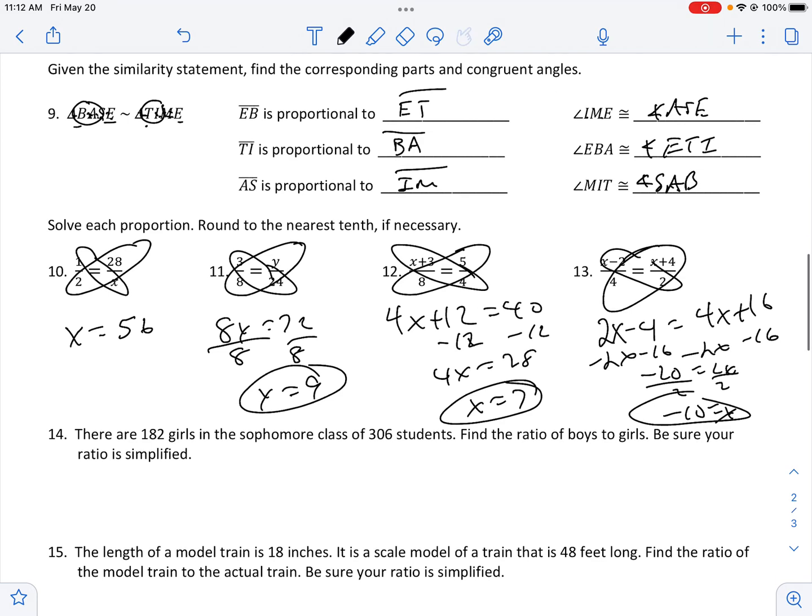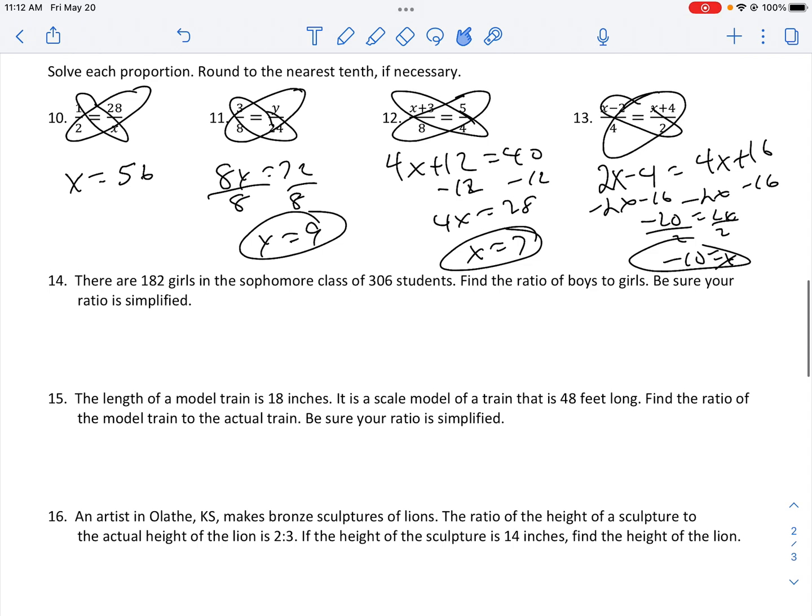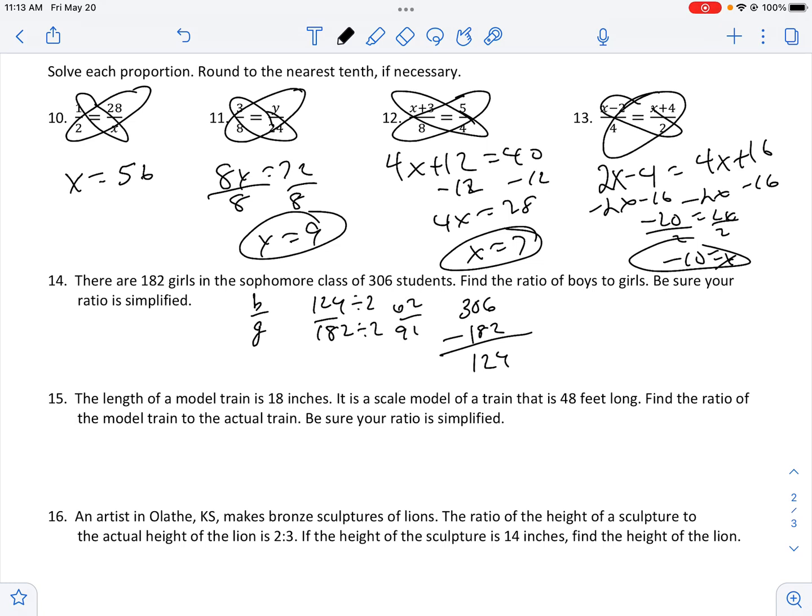All right. Word problems. Easiest thing to do is just pay attention to the ratio. So we want it to be boys over girls. We know there's 182 girls. We don't know how many boys there are, but we know that there's 306 students. 182 of them are girls, so that means we have 124 boys. It wants us to reduce this, so you can divide each of these by 2. 62 over 91, but if it wants it to be a ratio, you just write it like this.